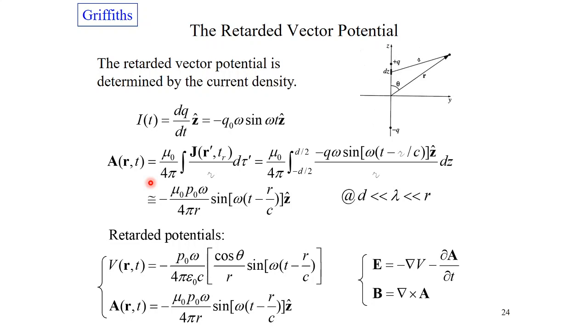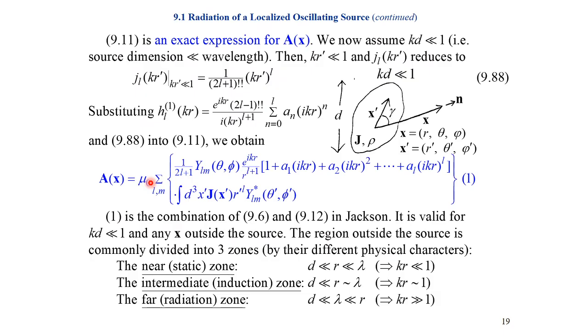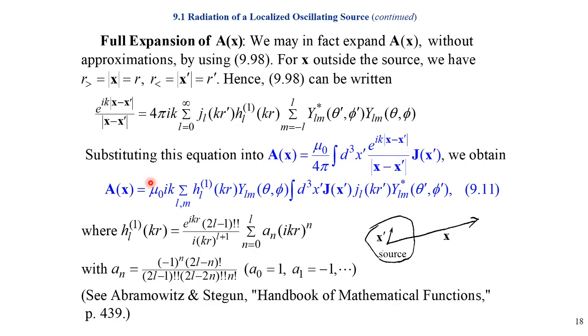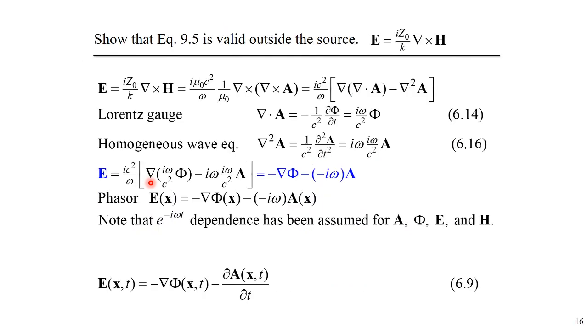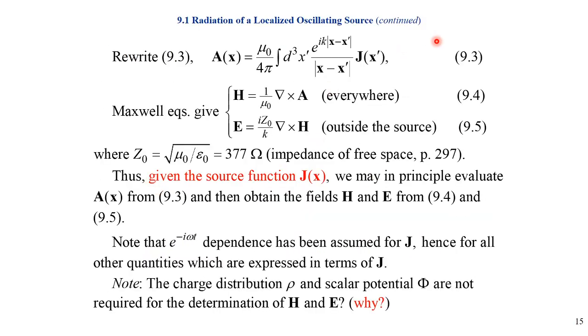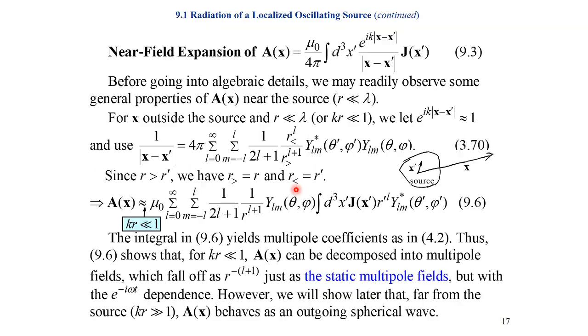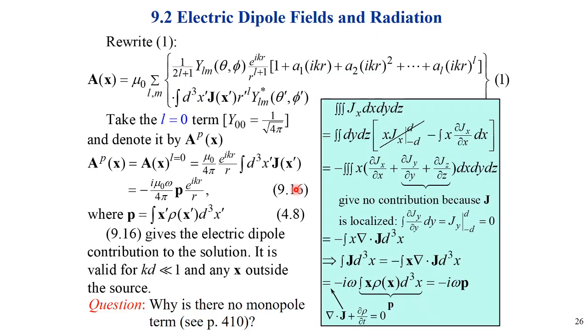Okay, so let's go back to here. With J here, we can calculate A. With A, we can calculate H. With H, we can calculate E. With E and H, we can calculate the Poynting vector. So everything starts from the source functions. So next time, we will consider J terms only. I will briefly introduce our job next time.